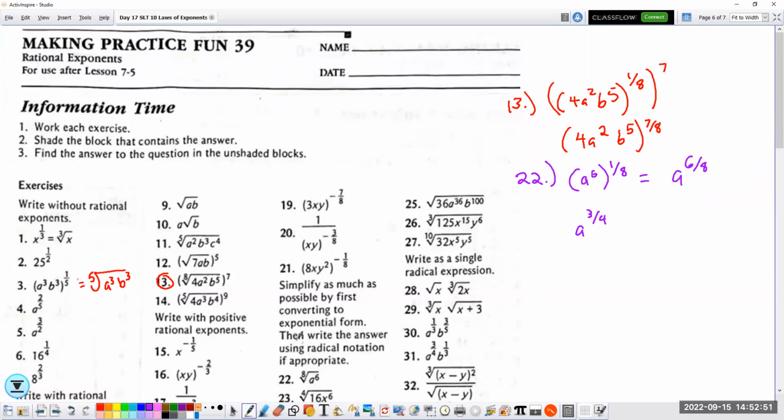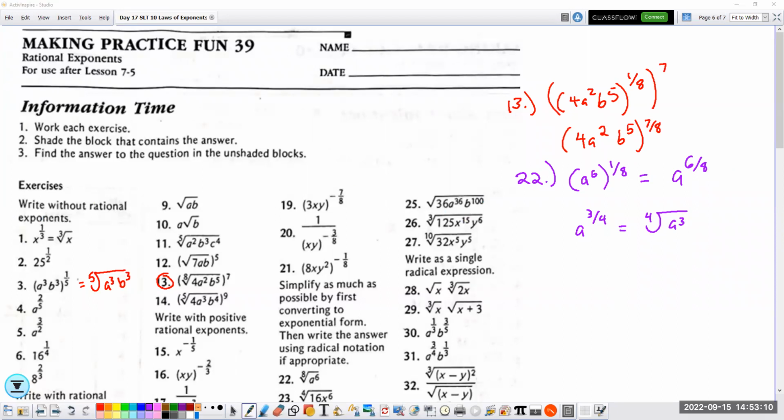After I reduce the fraction, then write the answer using radical notation if appropriate. It is appropriate because I have a denominator here of 4. So this becomes the 4th root of a to the 3rd. And that's my final answer.